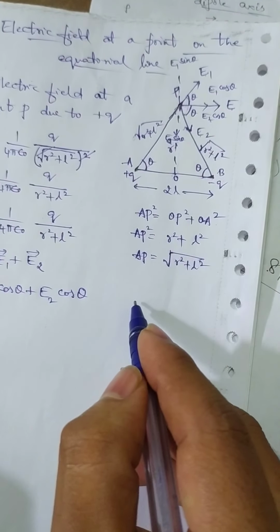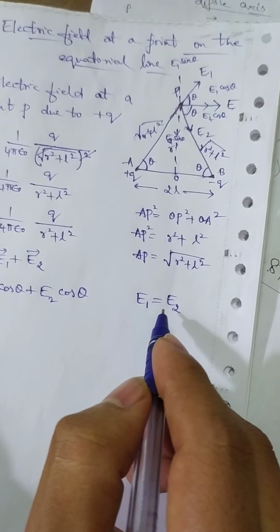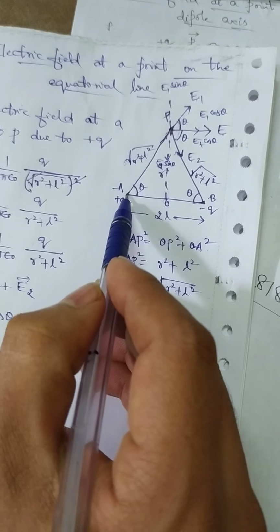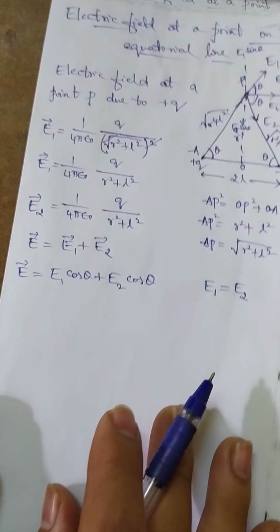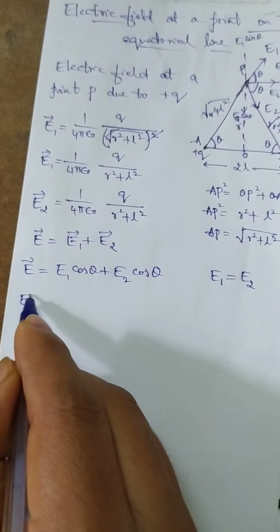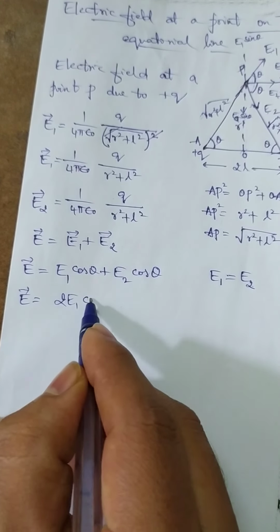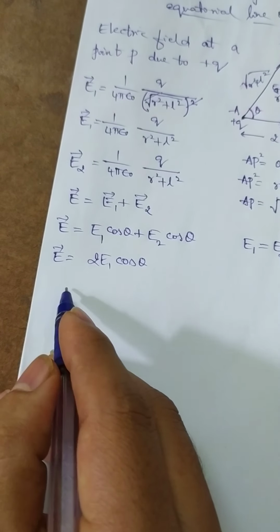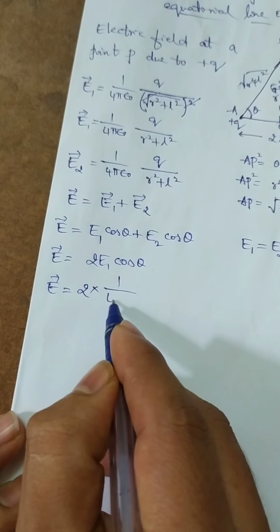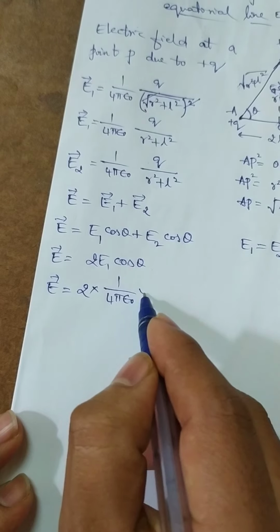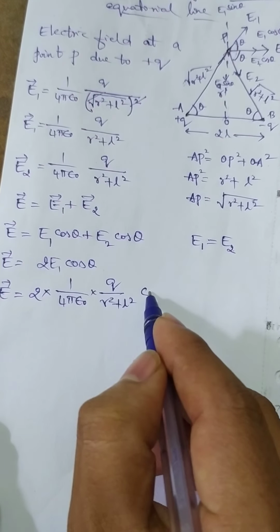And one more thing, in the next step we are going to write E1 is equal to E2. Why? Since the electric field at the point P due to the positive and negative charge remains the same, I can write E1 is equal to E2. If that is the case, I can write this as 2E1 cos theta. Let us substitute the value of E1 here. This comes out to be 2 into 1 by 4 pi epsilon naught into Q divided by R square plus L square, into cos theta.